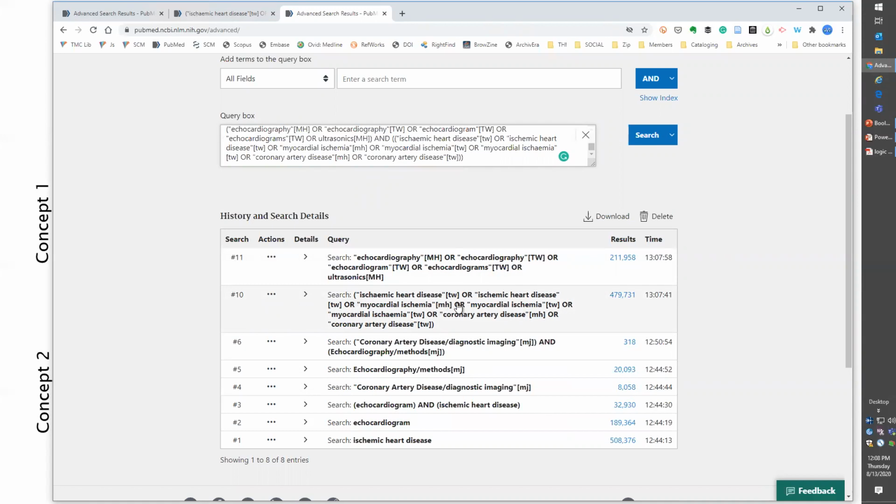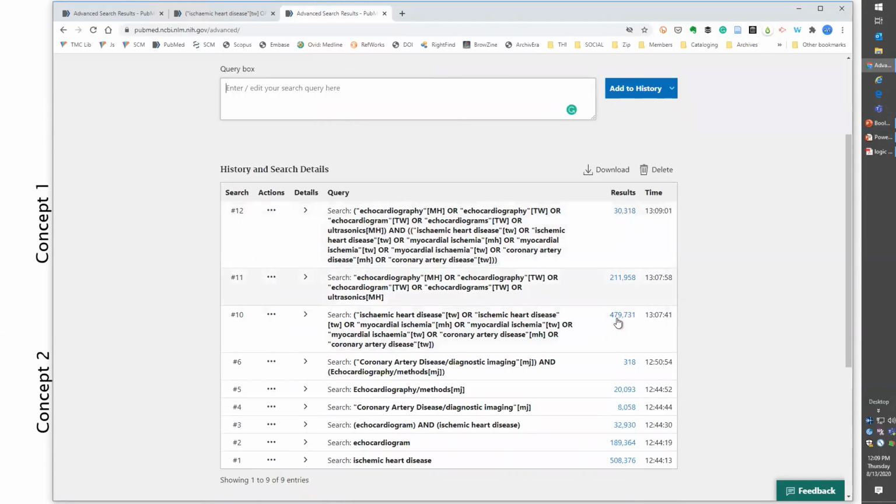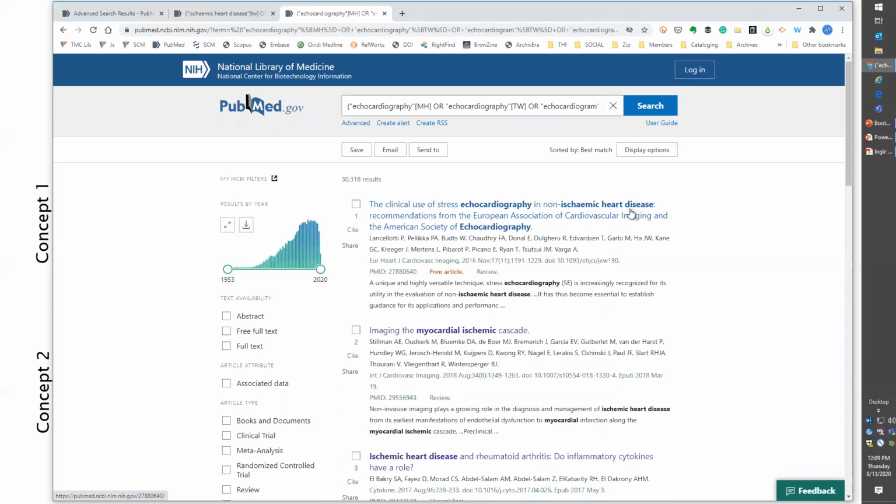So we built one of our search concepts, and then we built our other search concept, and now we're going to combine them together. And we can look at that in the history here. So we have 30,000 results. And if we compare that to our two other searches, our first quick and dirty search was about 33,000 results. Our second very focused search was 300 results. And this more exhaustive, more precise search, because we're using TW instead of all fields, has now 30,000 results. So this should be a really good covering of this area. Anything that's come out and is indexed in PubMed should have appeared in this search.